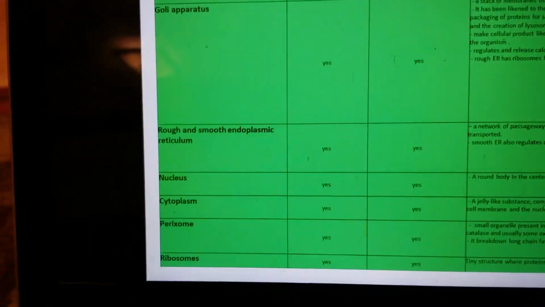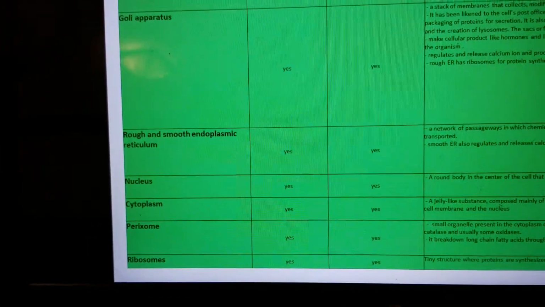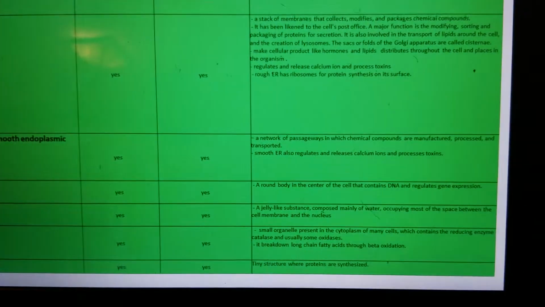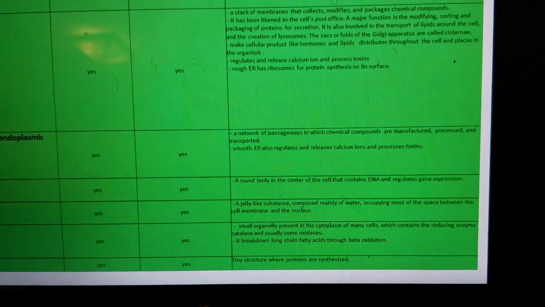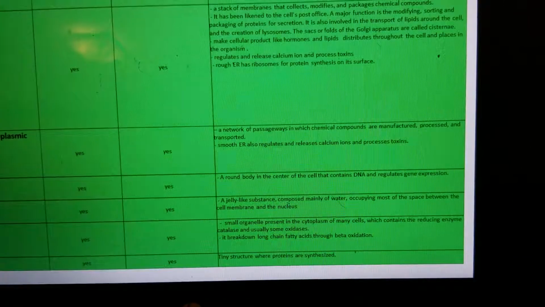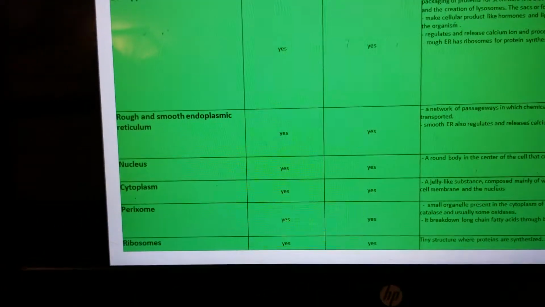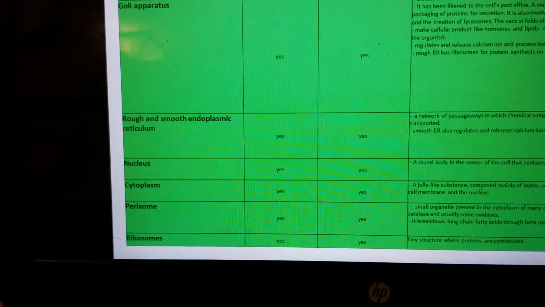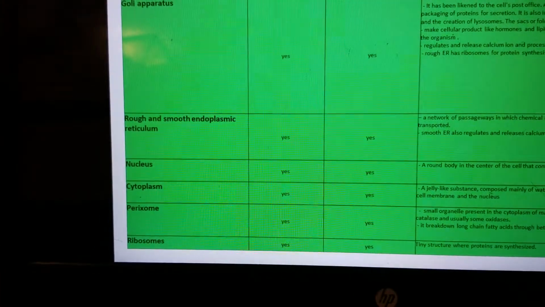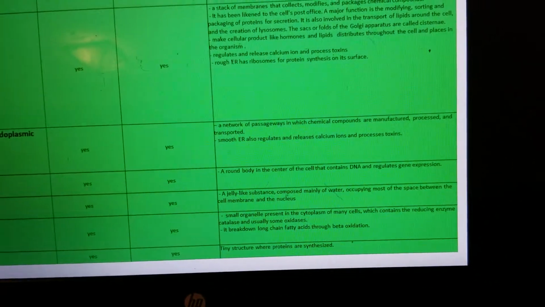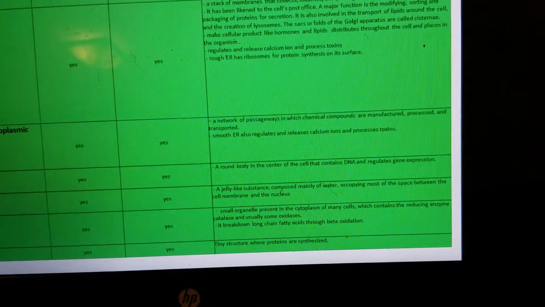The next thing that's in common is they both have a nucleus. The nucleus is that round body in the center of the cell that contains the DNA and regulates genes. The next thing that's in common for both plants and animals is cytoplasm. Cytoplasm is that jelly substance, mainly composed of water, that occupies most of the space between the cell membrane and the nucleus.